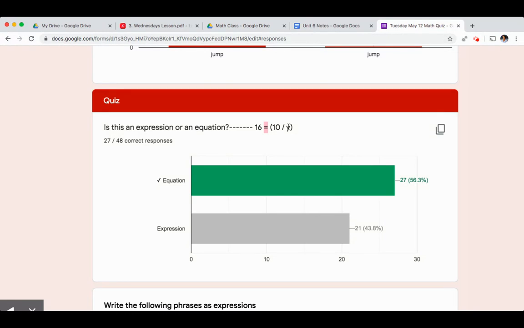But if you forgot what an equation was, notice that you have the unit notes available to you each day directly below the link for the videos. So if you don't remember what something is, you should check your notes, and you should also make sure that you are reading these problems carefully. Because this has an equal sign in it, it's going to be an equation.